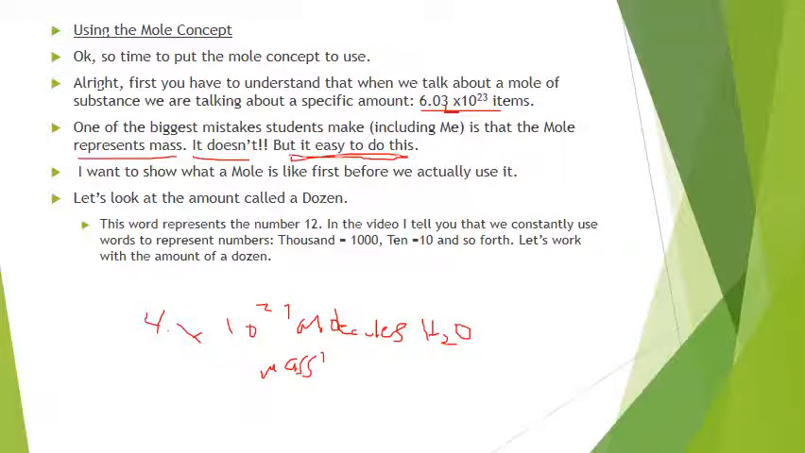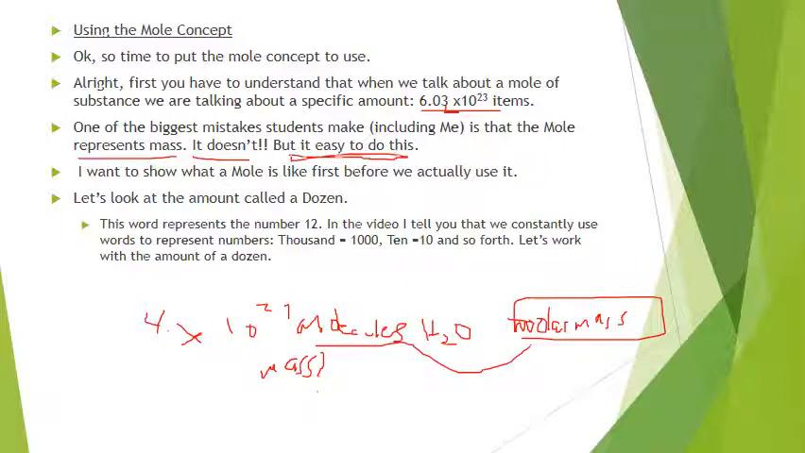A typical thing that students will do, and I used to do this, is multiply or divide this by the molar mass to come up with the answer. You can't do that. You can't go from molecules to mass, because there isn't a direct relationship between them. So we're going to see that, and that's a problem we'll go over.